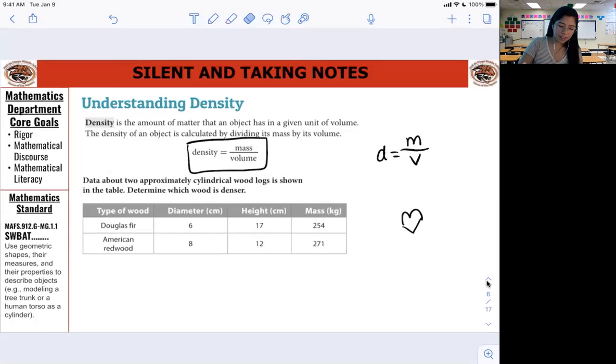Okay, no questions. Cool. So let's take a look at this example. Data about 2 approximately cylindrical wood logs is shown in the table. Determine which wood is denser. So we're trying to figure out which of these has a higher density. In order to do that, we know the mass, but we don't know the volume. But they tell us a big clue: this is approximately a cylinder.